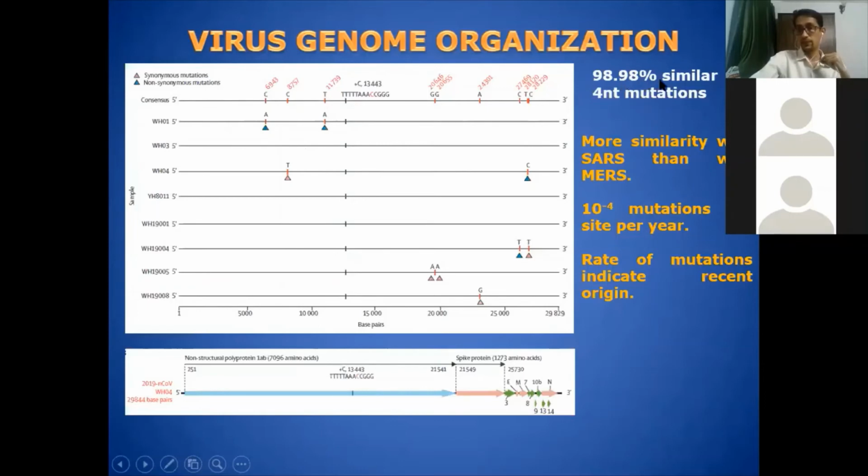98.98% of the genome analyzed had 4 nucleotide mutations. This C2A and C2T, C2A and T82A, T2C.